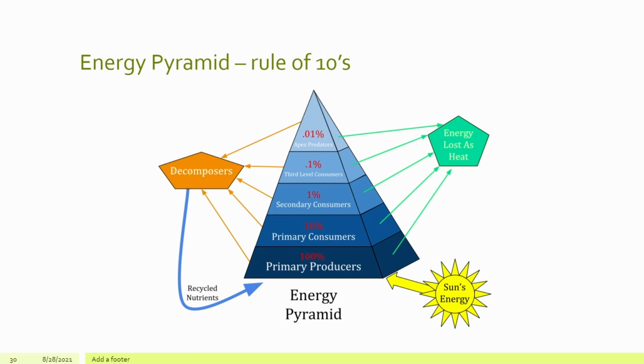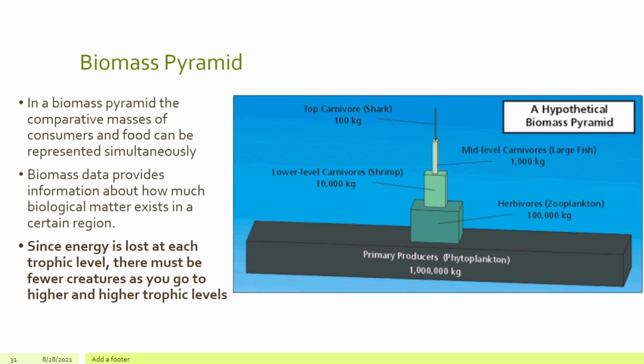So an energy pyramid is the one we've been looking at the most, using that rule of tens, seeing how much less energy goes up as we move towards the apex predators. A biomass pyramid, looking at, again, that dry mass, provides information about how much biological matter exists in a certain region. So even though energy is lost as we move up in trophic levels, there are also fewer creatures. So we see a combination of less energy and less creatures as we move up in the trophic levels.